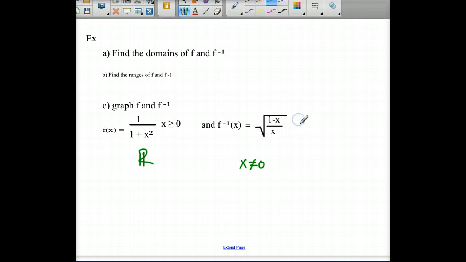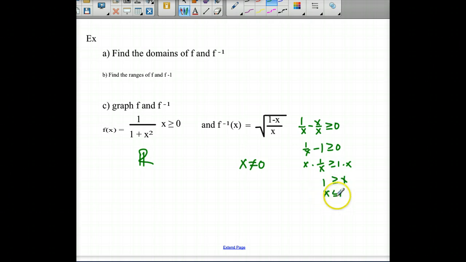So let's simplify a little bit. We have 1 over x minus x over x, and we want that to be greater than or equal to 0. That simplifies to 1 over x minus 1. So if you add 1 to both sides, you get that, and multiply both sides by x. You end up with 1 is greater than or equal to x, or x is less than or equal to 1.